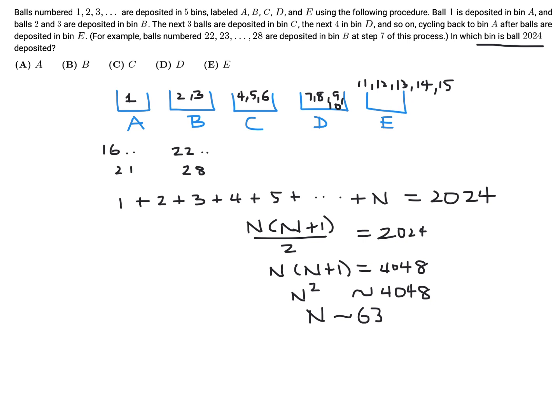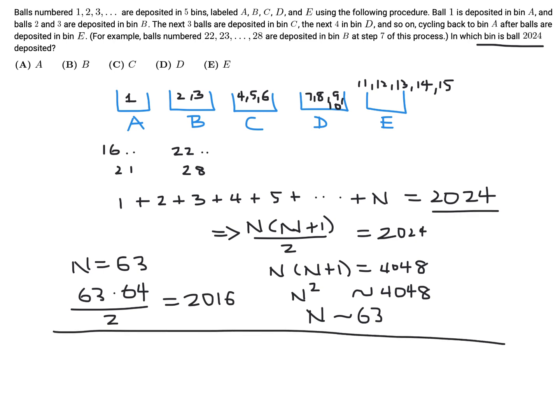So let's work with that. If n is 63, that means this expression would be 63 times 64 divided by 2, which is 2016. That is sufficiently close to that number, so that's pretty good. That makes me think the following: the number 1 goes into A, the next 2 numbers go into B, the next 3 numbers go into C, the next 4 go into D, the next 5 go into E.